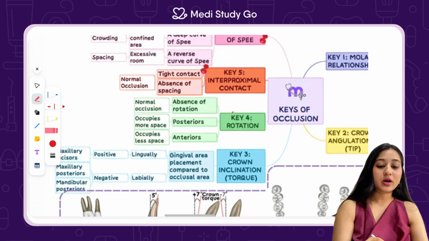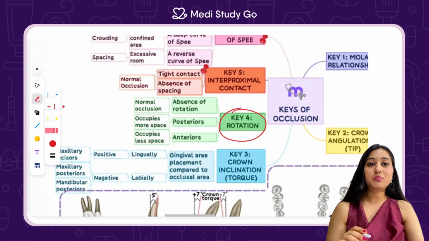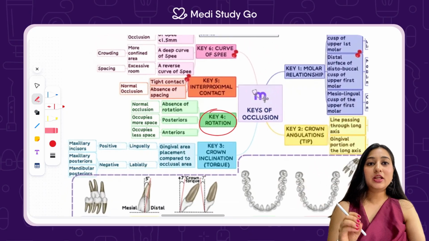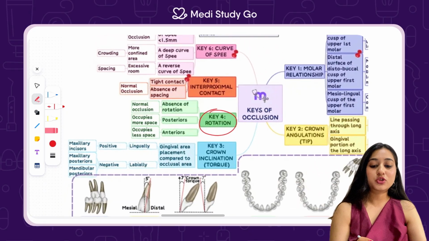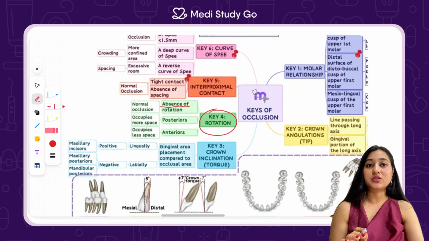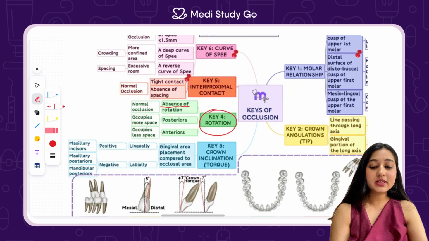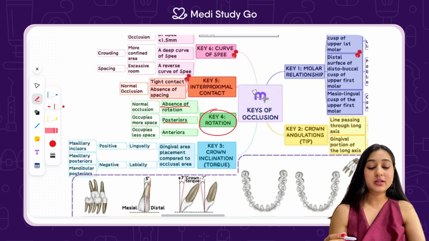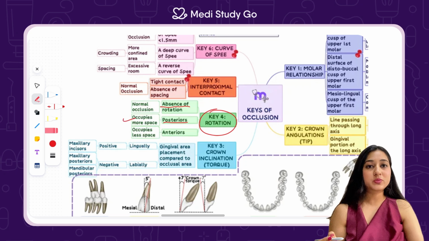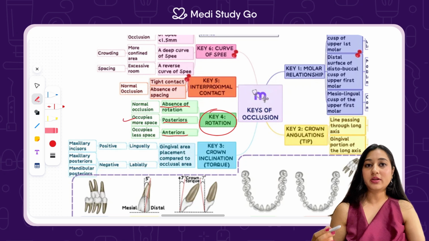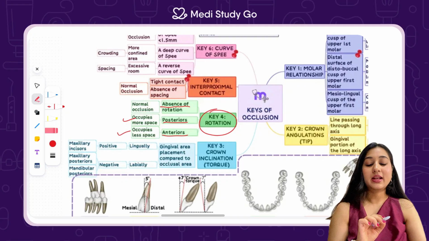Let's go to the fourth one, which is rotation. Very important to understand. Any normal occlusion or ideal occlusion should have absence of rotations. There should not be any teeth that are rotated. In case of posterior teeth which are rotated, they tend to occupy more space, whereas anterior teeth, when they are rotated, tend to occupy lesser space.